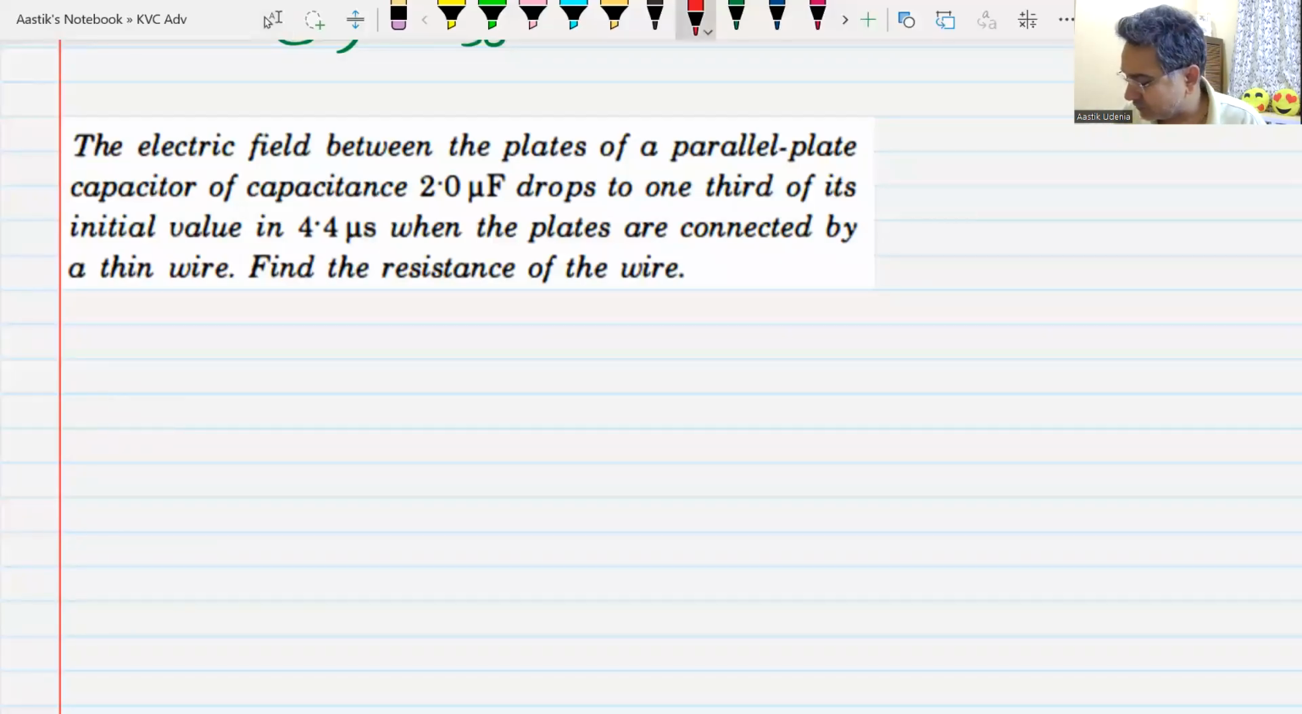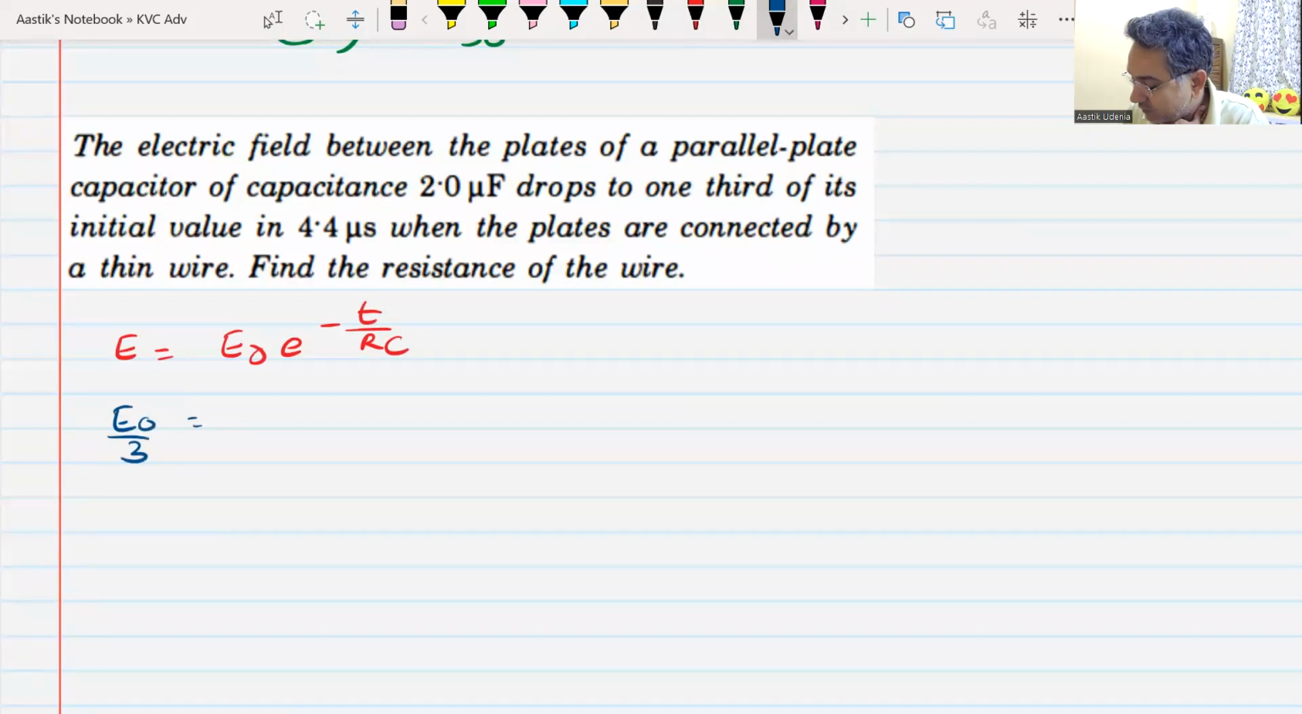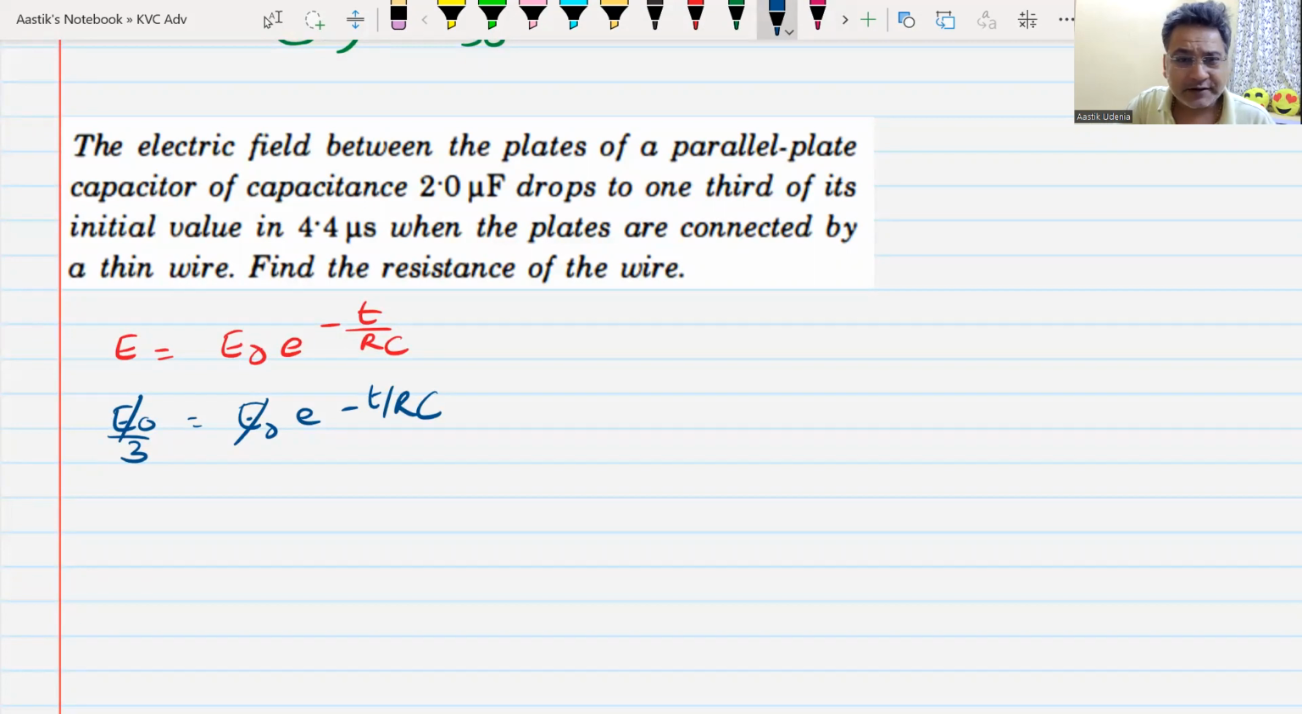So how are we supposed to do this? We just have to apply the formula E is equal to E naught e raised to the power minus t by RC. Yes or no? Yes, sir. This is E naught by 3 will be equal to E naught e raised to the power minus t by RC. From there you can calculate the value of R. Everyone understands this? Yes, sir.